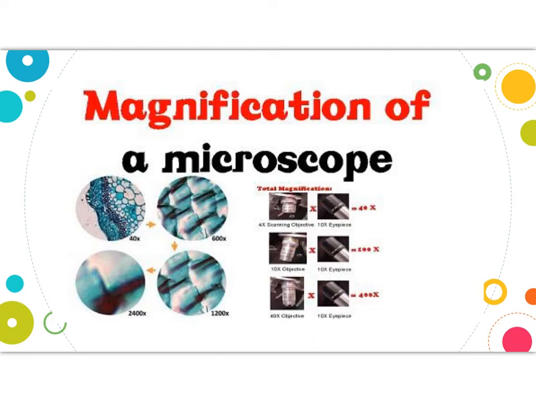We get different magnifications by changing the objective lens. The eyepiece magnification doesn't change each time. It's which objective lens we are using, of those three, high, medium, and low power, that gives us different magnifications.